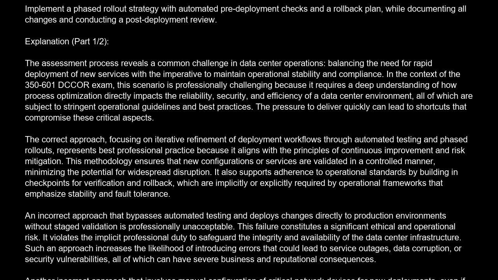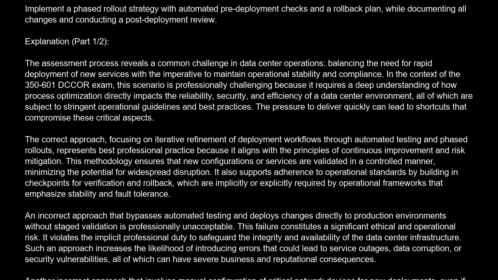The correct approach, focusing on iterative refinement of deployment workflows through automated testing and phased rollouts, represents best professional practice because it aligns with the principles of continuous improvement and risk mitigation. This methodology ensures that new configurations or services are validated in a controlled manner, minimizing the potential for widespread disruption. It also supports adherence to operational standards by building in checkpoints for verification and rollback, which are implicitly or explicitly required by operational frameworks that emphasize stability and fault tolerance.